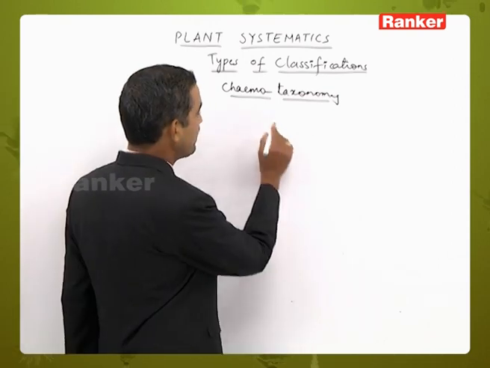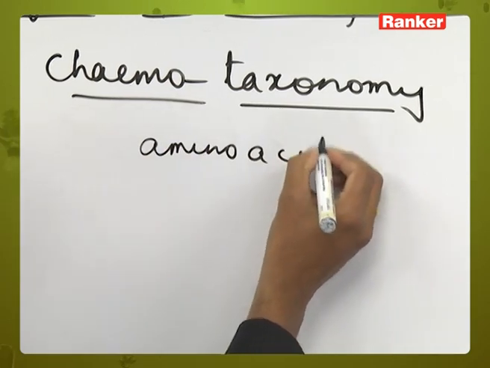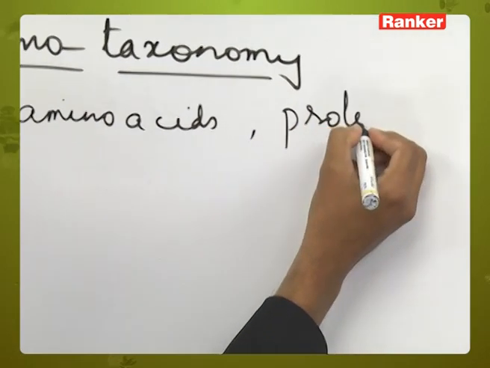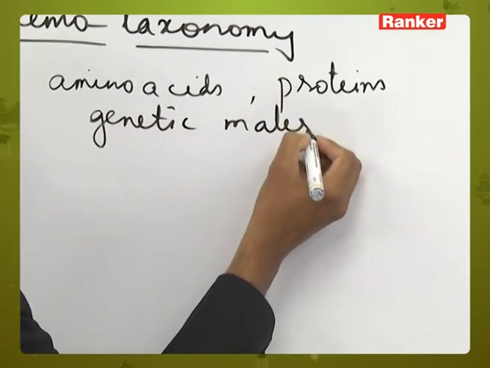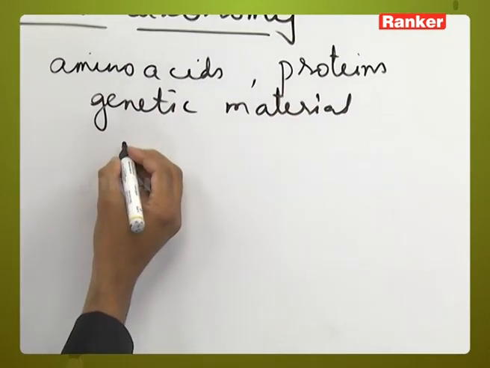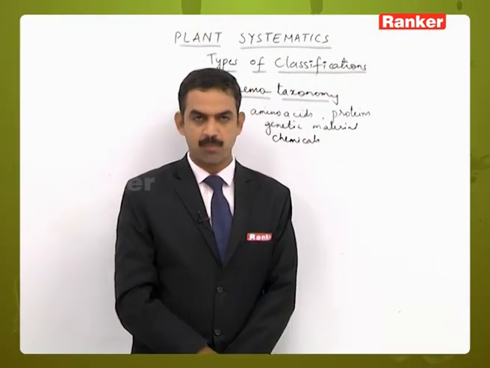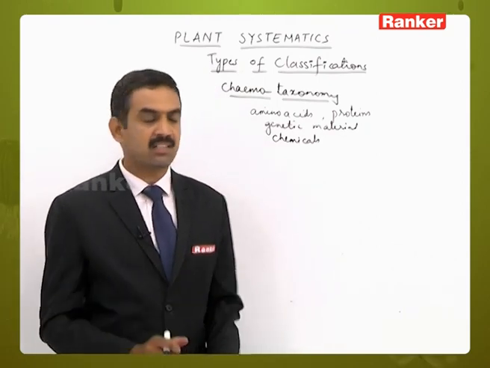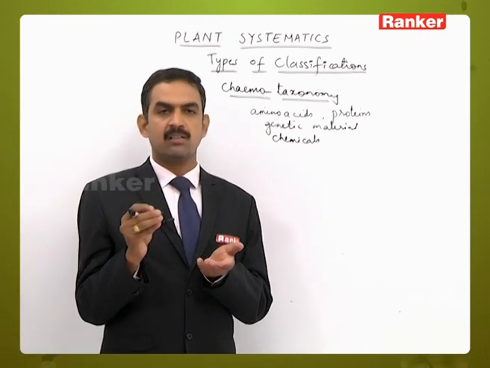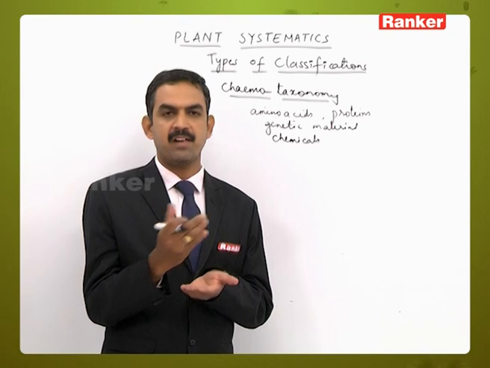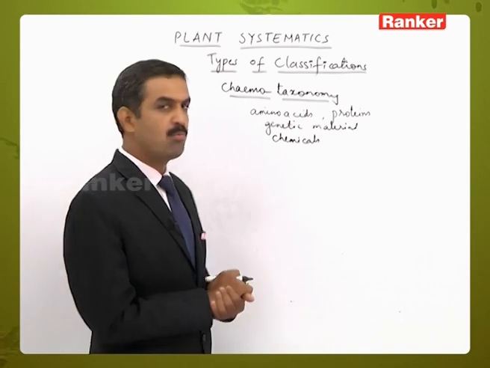So, we know that the plants contain variation in the type of amino acids present in them, proteins present in them, sometimes the nature of the genetic material, the type of other chemicals like various types of drugs which are present. So, there is a lot of variation that can be observed in the type of chemicals present in the plants. So, based on the similar type of chemical or the different type of chemical, the plants are categorized into various groups, that is called chemotaxonomy.